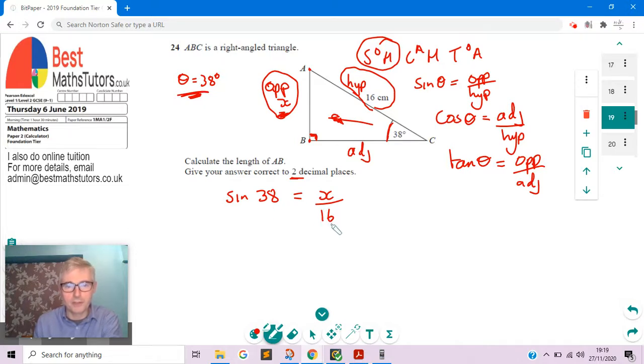So if we were to multiply both sides by 16, the 16s would cancel, and it'll leave me with 16 times sine 38. So x is equal to 16 times sine 38.